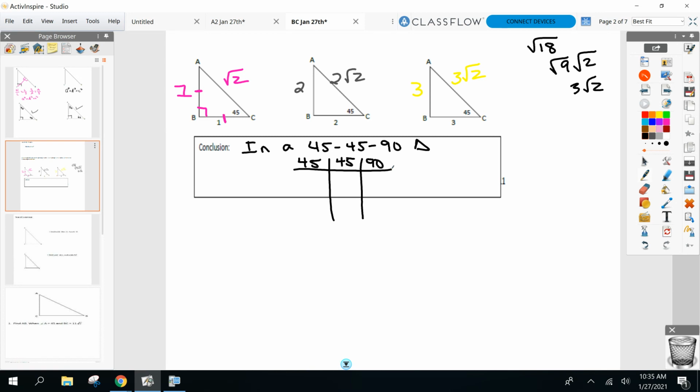What do you guys know about the sides across from the 45? What did we just find out? The sides across from the 45? Always the same. The values are different problem to problem, but they'll always be the same length. So I'm going to put X and X inside the chart underneath the 45. The sides across from the 45s are always equal. And then Omni, what do I do with one of the legs to get to the hypotenuse? You multiply it by radical 2. Okay, so here I'm going to put X times radical 2. That's what I do to get to the hypotenuse.